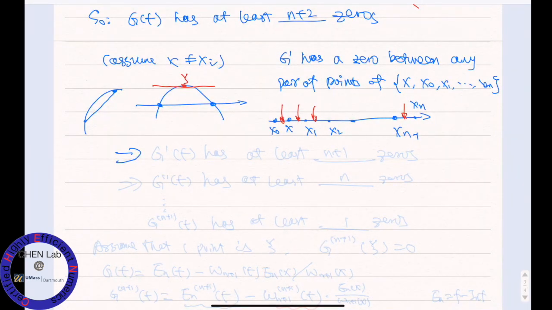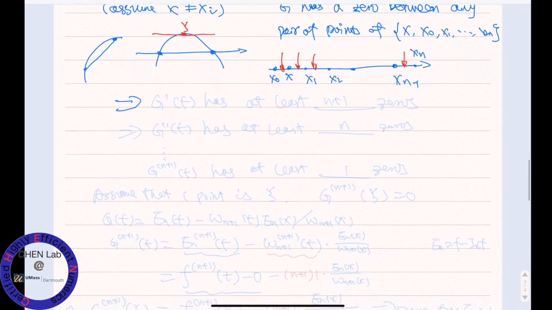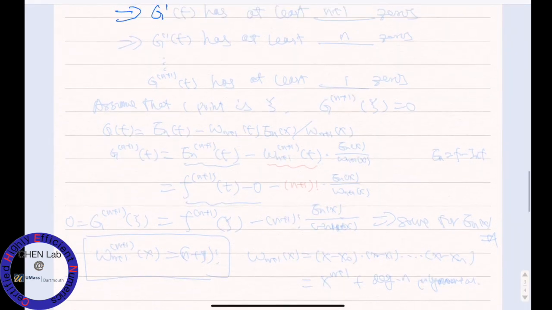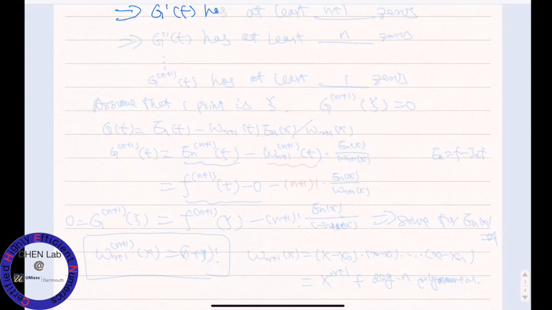n plus 1, exactly, right? Well, we have 1 between any two, okay? So you have 3 points, A, B, C. Then between A, B and between B, C, you're going to get 2. So g prime of t has at least, we can identify now, n plus 1 zeros, right? Zeros. Does that make sense?